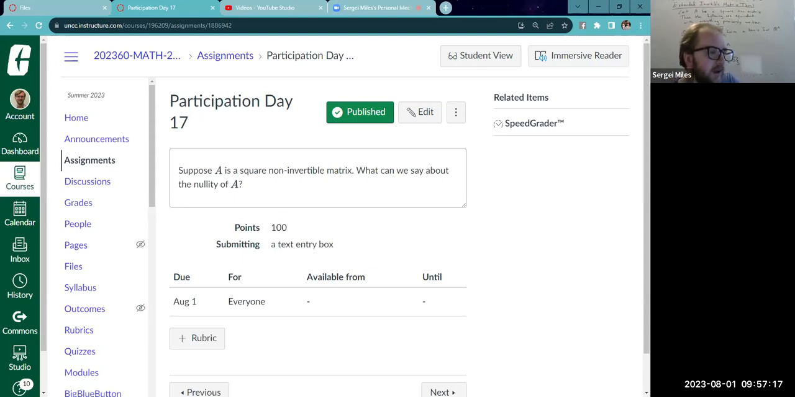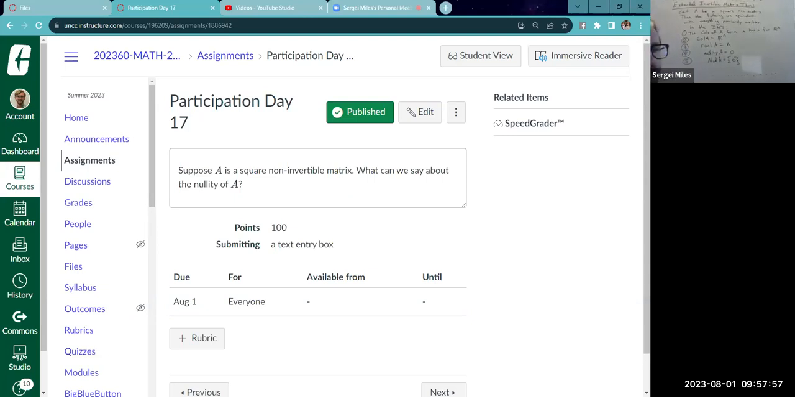So what does this say? Suppose A is a square non-invertible matrix. It is not invertible. If it's not invertible, that means all of the statements we have written are now false. The opposite is true. So what can we say about the nullity? Well, by the invertible matrix theorem, if A was invertible, we just wrote that the nullity would be 0. But if it is not invertible, that means the nullity is not 0.